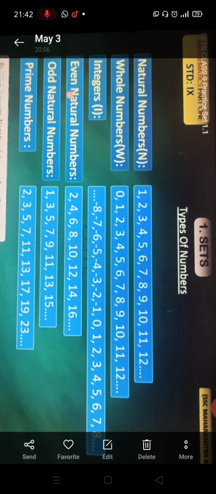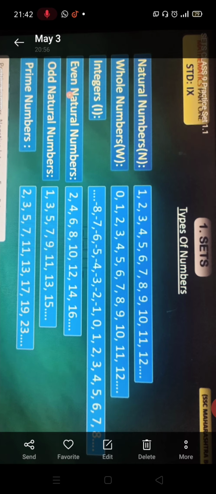Before that, let us revise certain types of numbers here. You know what we mean by a natural number, right? Counting numbers 1, 2, 3, 4, 5, 6, and so on. Whole numbers are just the natural numbers with the addition of 0, and the integers, you have to remember the number line. That is the positive numbers, 0, and the negative numbers. Then the natural numbers are generally all the counting numbers here.